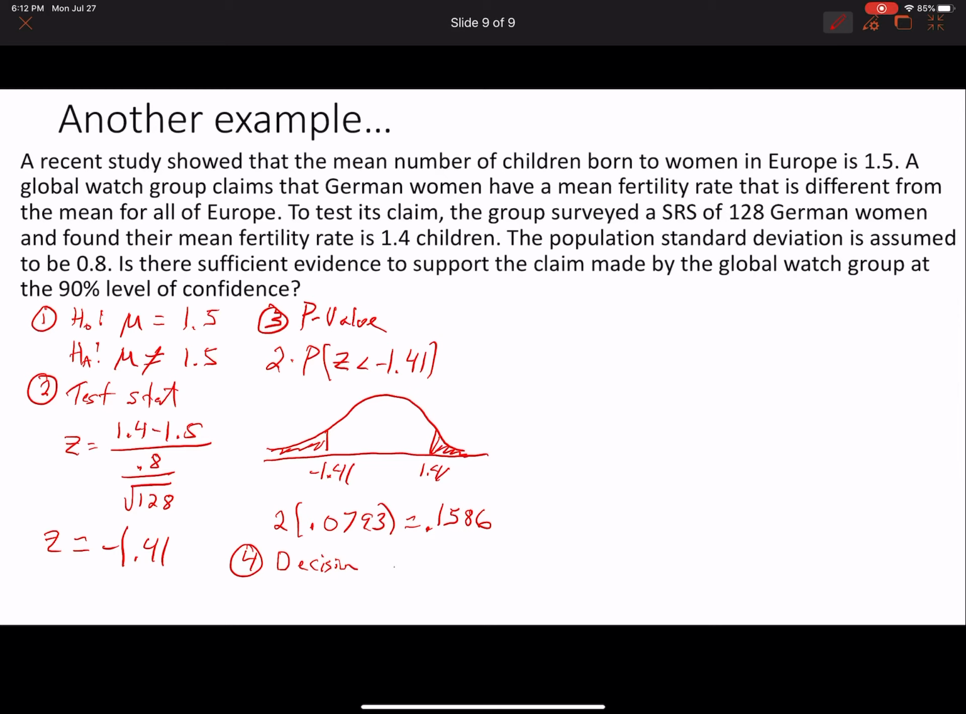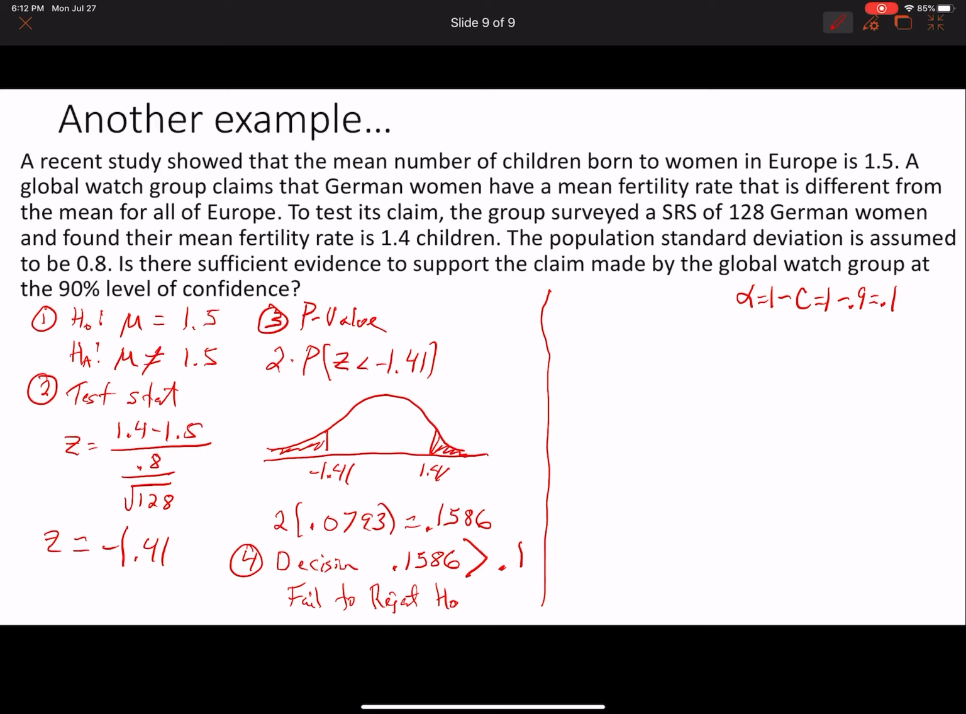And so we compare our p-value here of 0.1586 to alpha. Now in this case, we're dealing with a 90% level of confidence. They didn't tell us what alpha was, but we have that formula, 1 minus c, so in this case 1 minus 0.9, which is 0.1. And so what you'll notice here is that 0.1586 is more than 0.1. So this is a fail to reject the null hypothesis. And we'll deal with the conclusion in just a second.